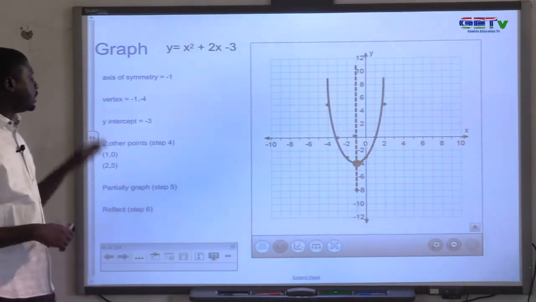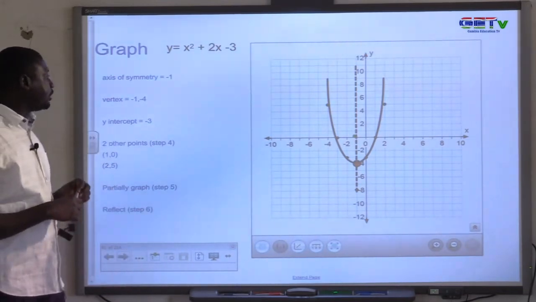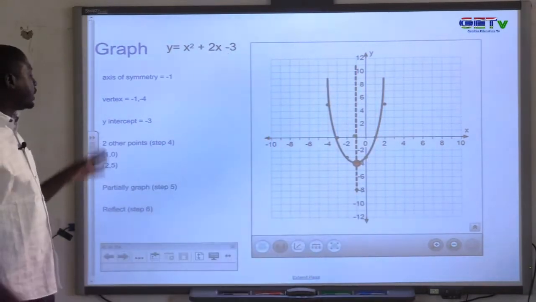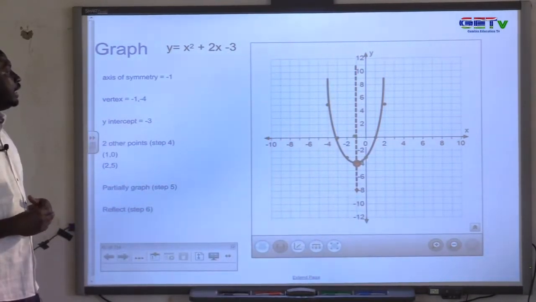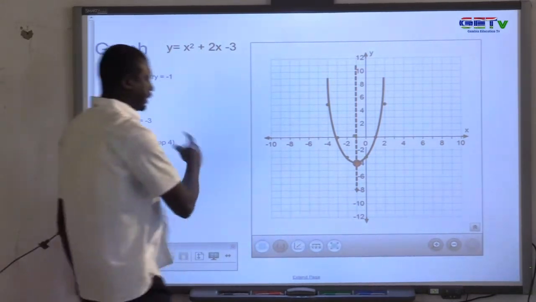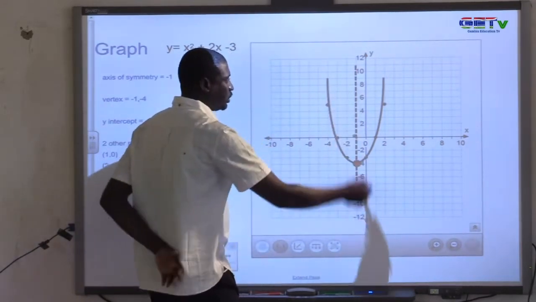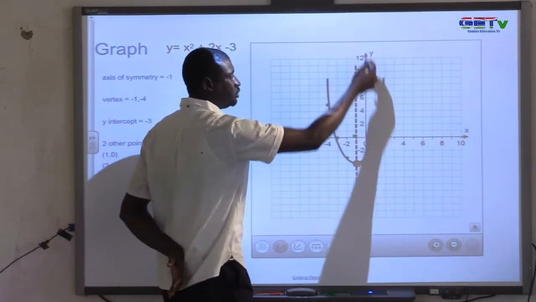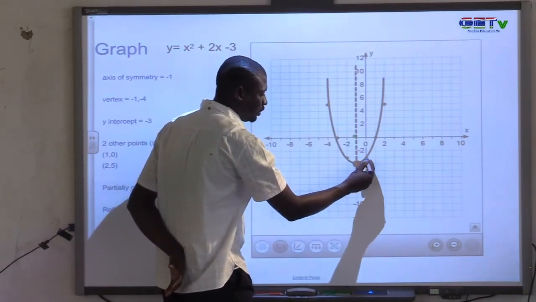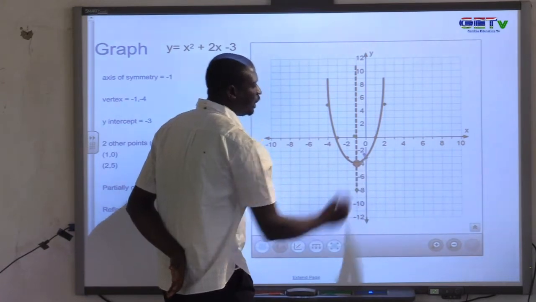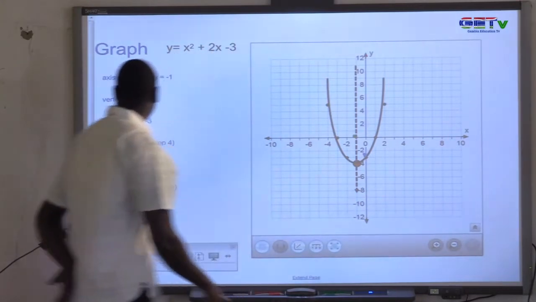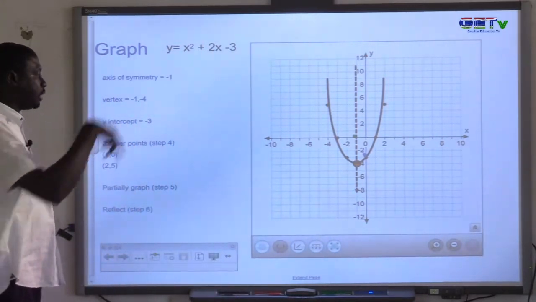Step 3 is the y-intercept. The y-intercept is where the curve cuts the y-axis. The y-intercept, which is equal to -3, is where the parabola cuts the y-axis. If you look at this, this is the y-axis, this vertical line. Where it cuts the y-axis is at this point here, which is -3. So if you locate that point, then you need to locate another 2 points to complete the curve there.